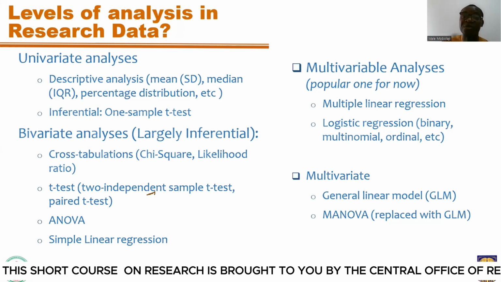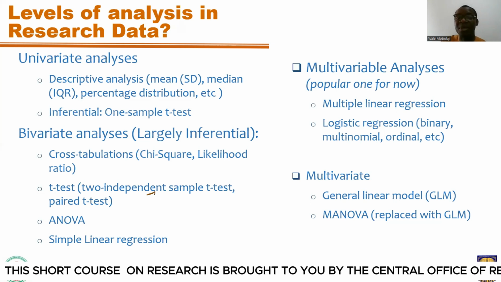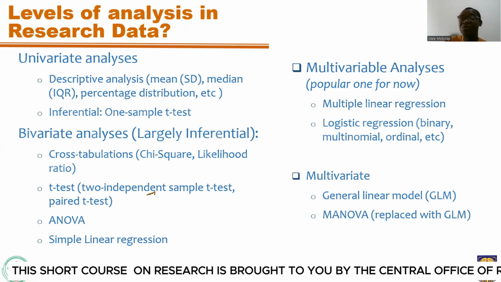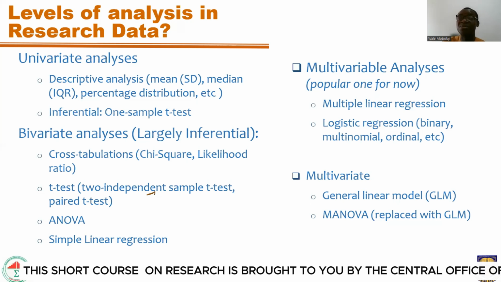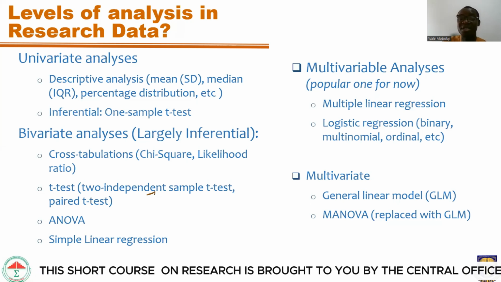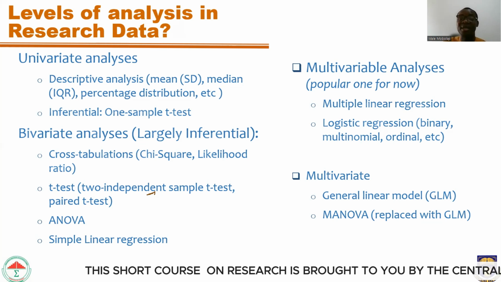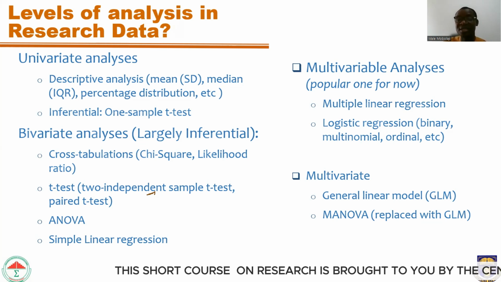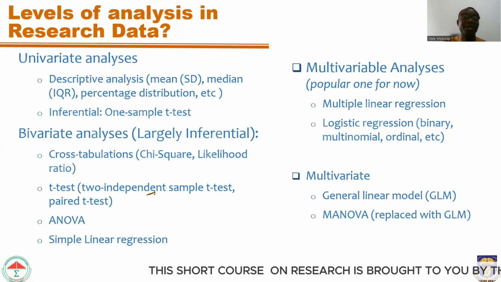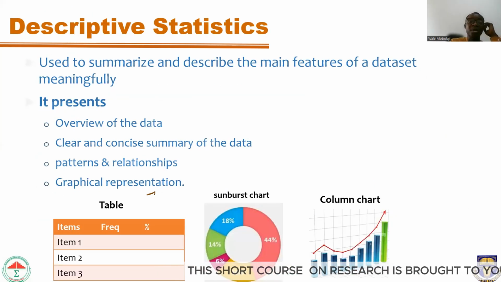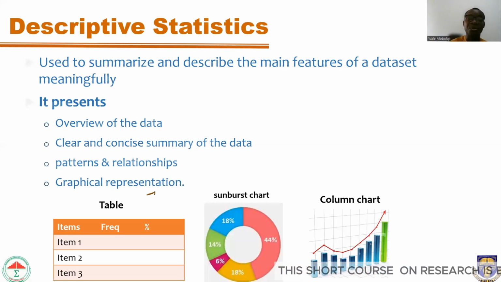You can also do multivariate analysis, like general linear model, like MANOVA, that's multivariate analysis of variance. But this one has generally been replaced with general linear model. It's not often done these days. In modern statistical analysis, it's been replaced with general linear model. So, yeah, these are some of the statistics you could do.